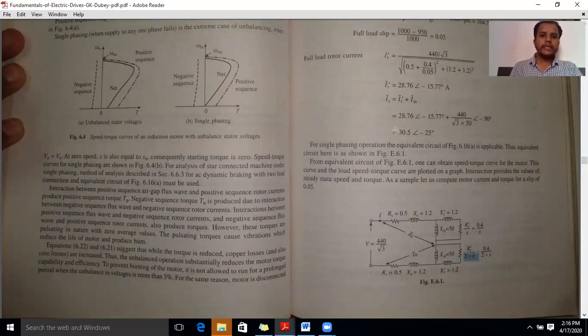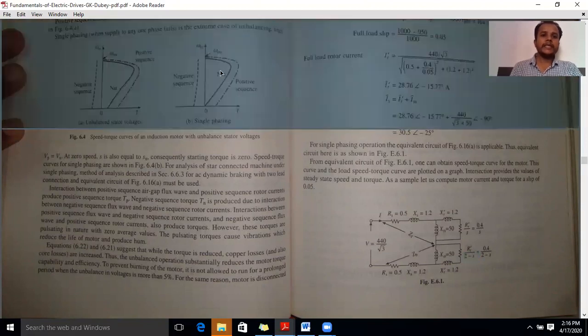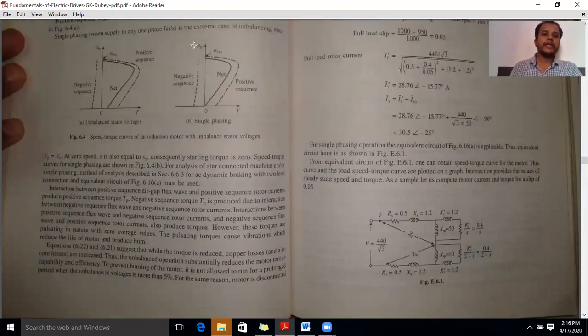Again, if I talk about the torque slip characteristics, you can draw the torque slip characteristics of the single phase induction motor. This curve is for the positive sequence, and this curve is for the negative sequence. So what will be the net torque here? The net torque is reducing. So there are two torques. One is the positive torque.